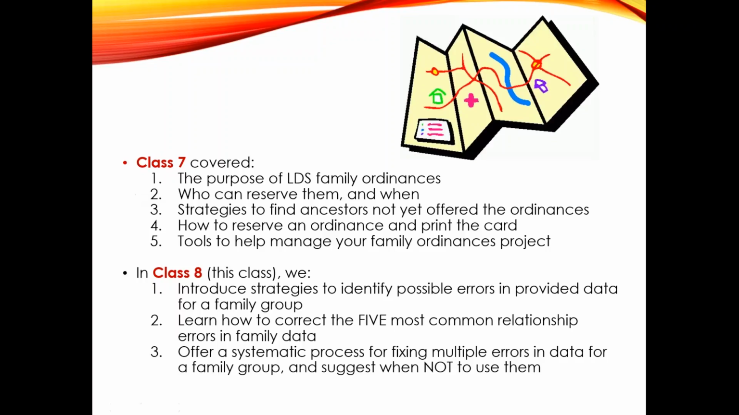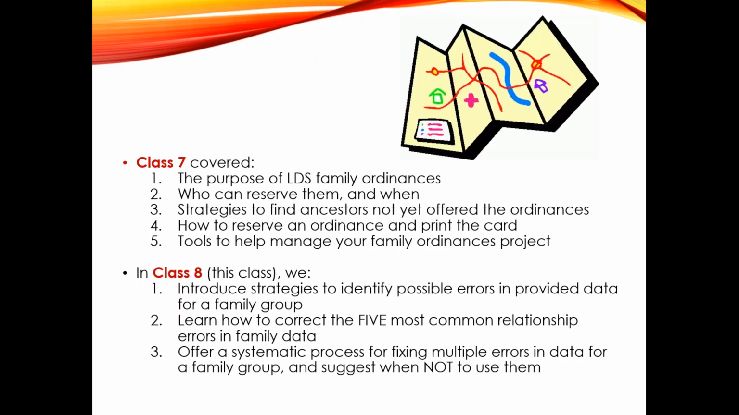In our previous class, Class 7, we covered LDS family ordinances. We talked about their purpose, who can reserve them and when, strategies that we might use to find our ancestors who have not yet been offered the ordinances, how we actually reserve an ordinance and print what we call a temple card, and the tools that are accessible to us through FamilySearch to help us manage our family ordinances project when we've got many names we're trying to work on simultaneously.